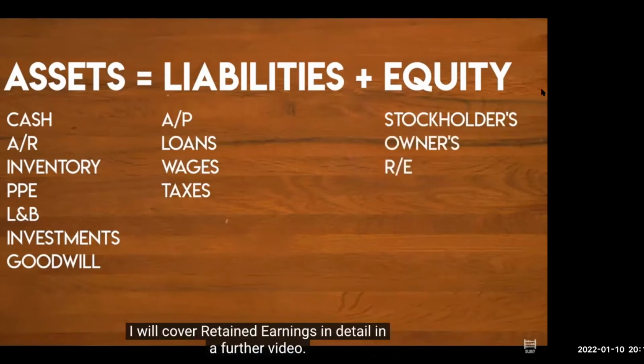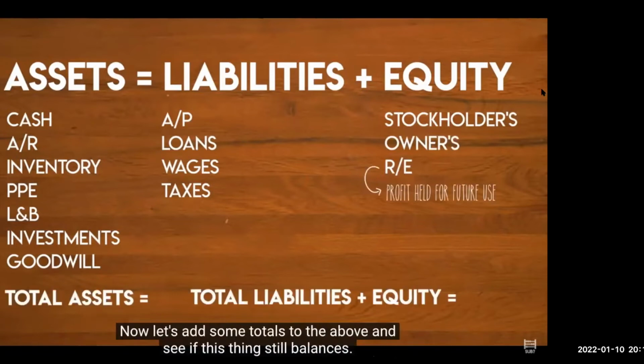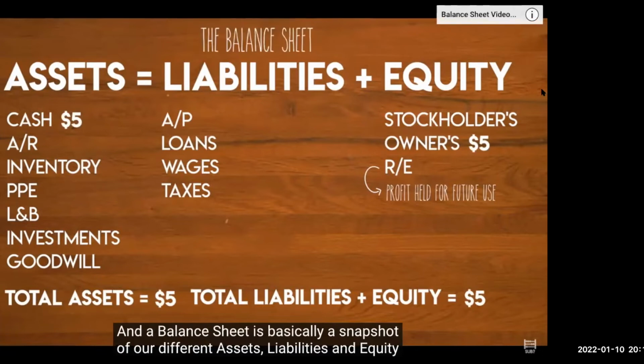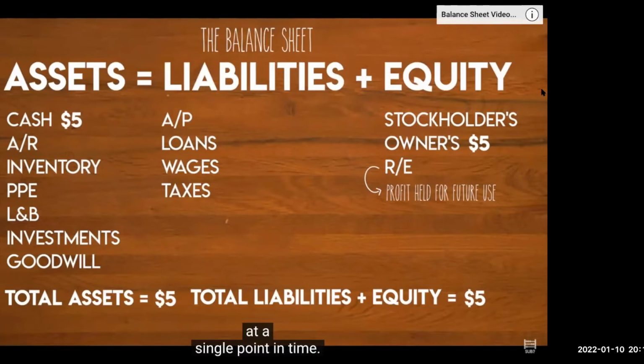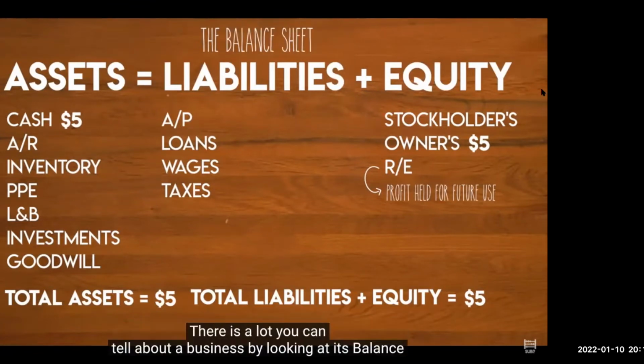I will cover retained earnings in detail in a further video, but for now you can just think of it as profit held for future use. Now let's add some totals to the above and see if this thing still balances. Of course it does. The accounting equation always balances. And a balance sheet is basically a snapshot of our different assets, liabilities and equity at a single point in time. A balance sheet is one of the most important financial statements. There is a lot you can tell about a business by looking at its balance sheet.